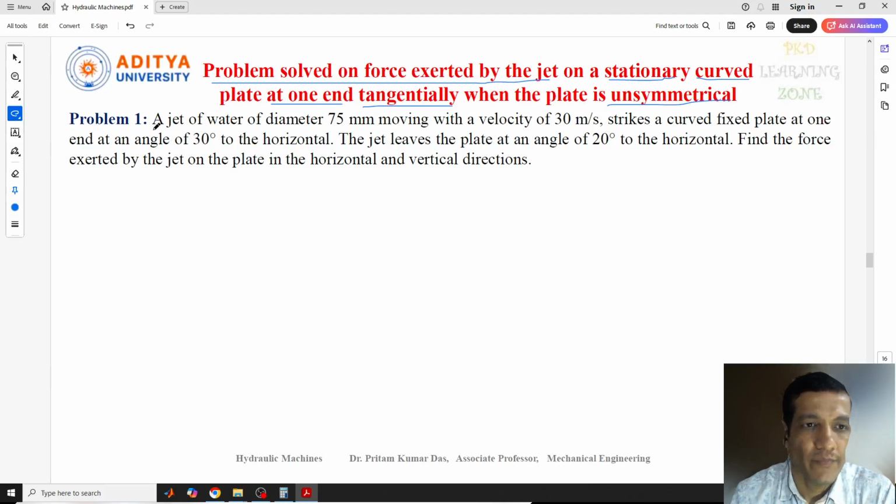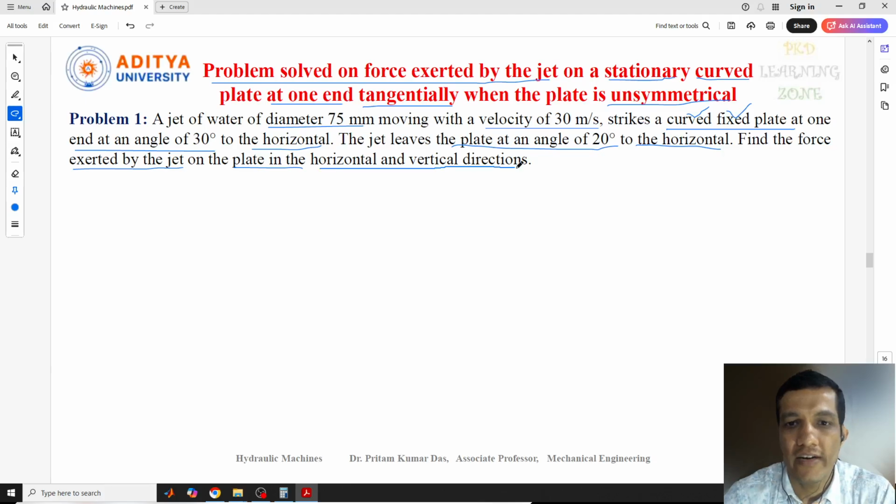In the question it is given: a jet of water of diameter 75 millimeter moving with a velocity of 30 meter per second strikes a curved fixed plate. So the plate type is curved and the plate motion is fixed, so it is a stationary plate. At one end at an angle of 30 degree to the horizontal. Here we can see the plate is curved, fixed, and the jet of water is striking this plate tangentially at one end. The jet leaves the plate at an angle of 20 degree to the horizontal. Find the force exerted by the jet on the plate in the horizontal and vertical directions.